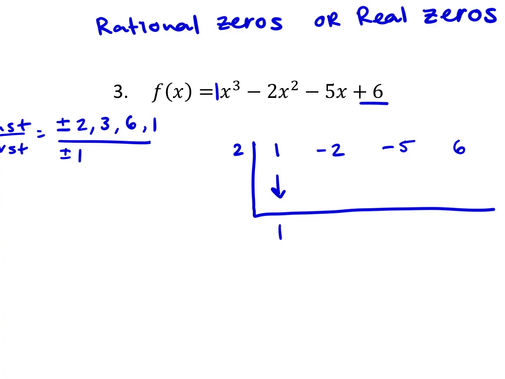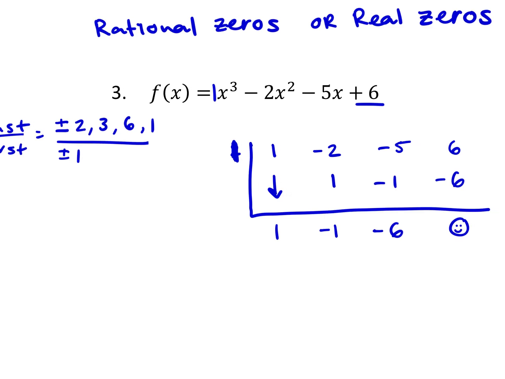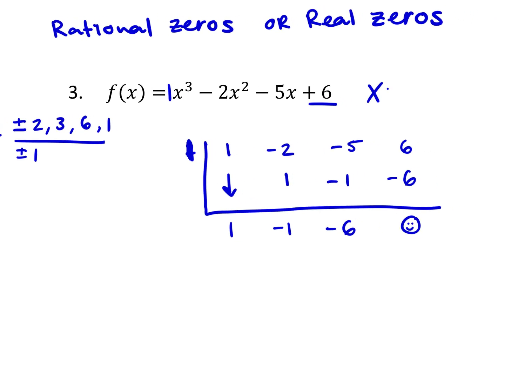Sure, we can try 1. So we multiply, we get 1, add -1, multiply -1, add -6, multiply -6. Does 1 work? Yes. So x equals 1.